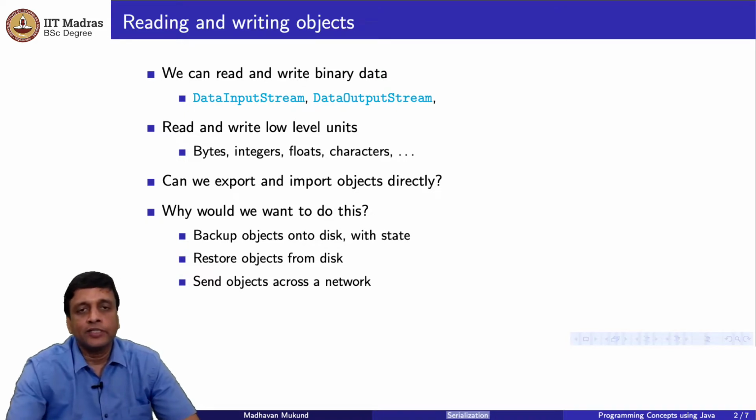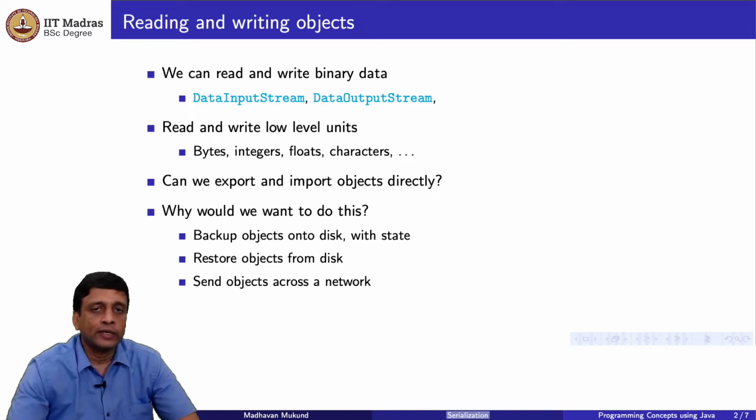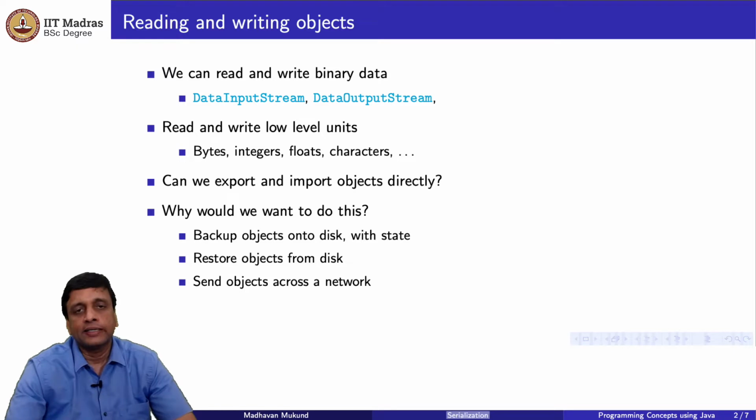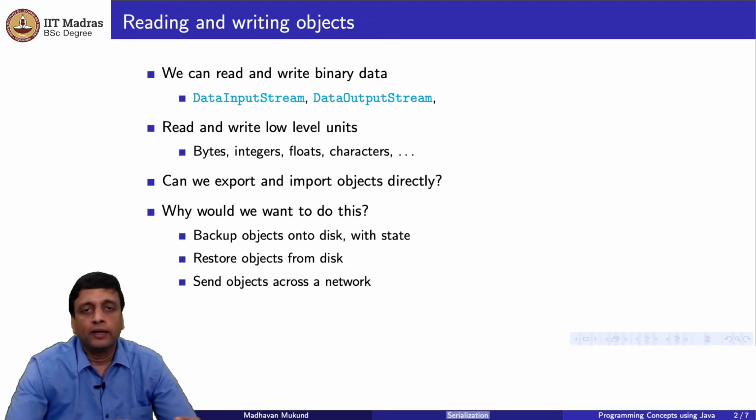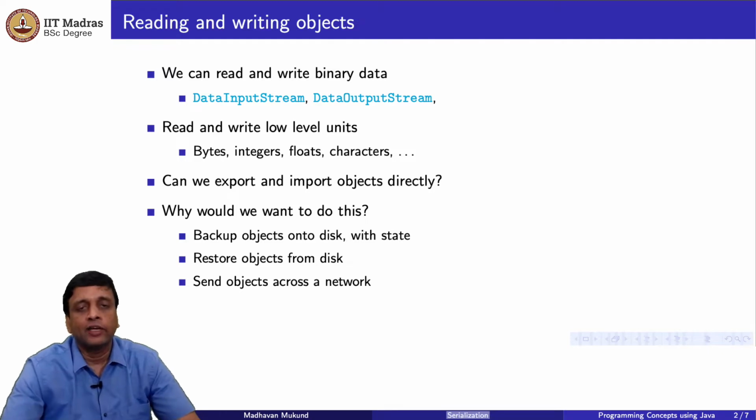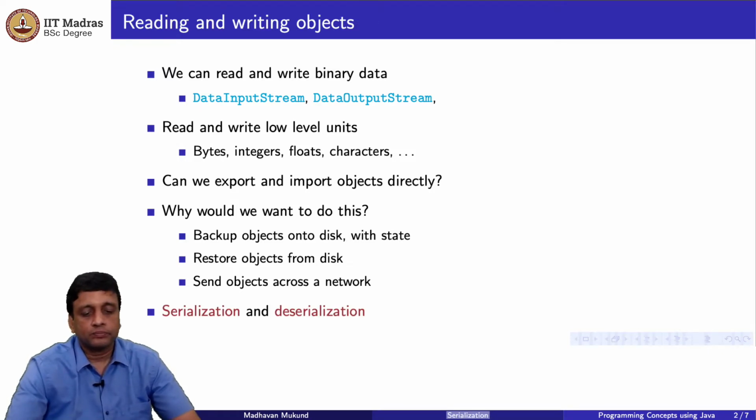Also, we might have a distributed application where things are running at different places. It could be an internet app or something. So we might want to take an object that's created at one location and pass it to another location. So there are various situations where it's convenient to be able to use objects as the unit of reading and writing, and this is not directly available to us through this data input stream and data output stream.